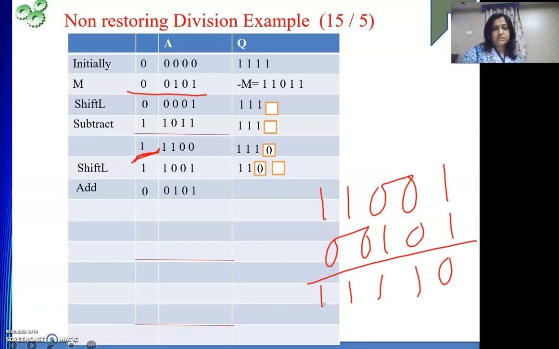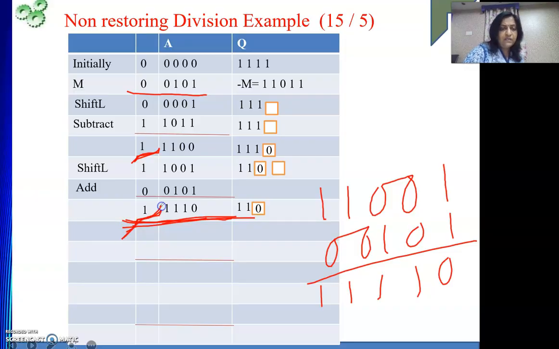So see, we have done the addition and we have got 4 ones and 0. This together is A's content, right? This is the sign bit. This is the magnitude bits, right? So 11110. So see, when the sign bit is 1, then this bit will be set to 0. So we have set it to 0.